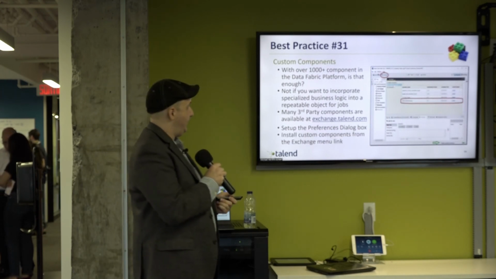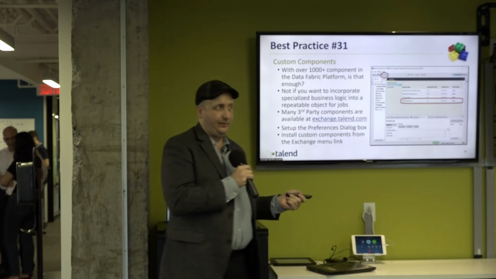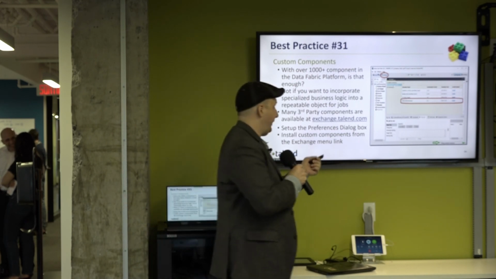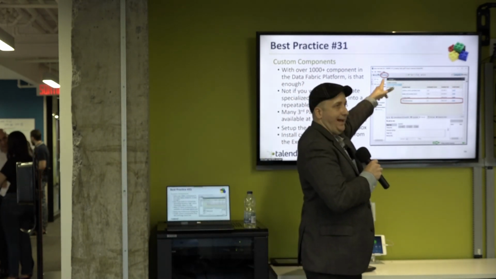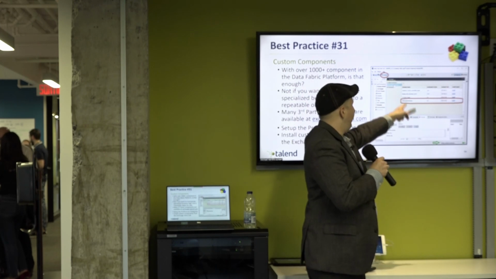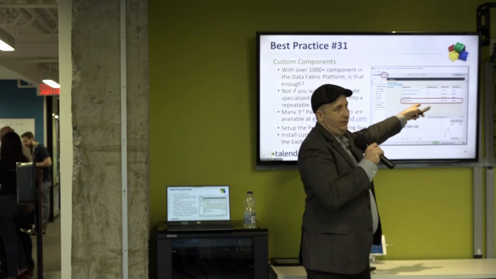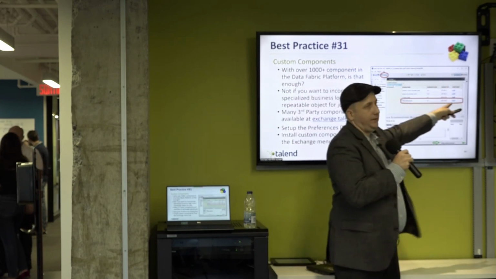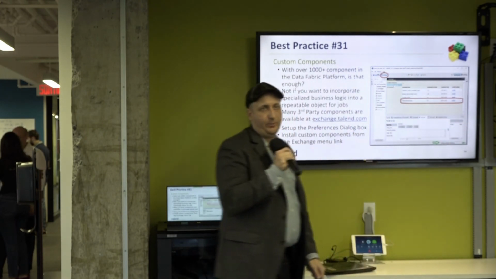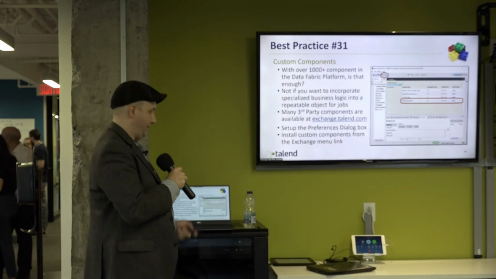And if you want to add from the Exchange, you can either go to the Exchange and download it yourself, or you can go through Studio. We have an Exchange tab that you can click on, and then you can find the component you're looking for, and click the install, and it'll put it in the components directory that you set up for you. And then you can use it.